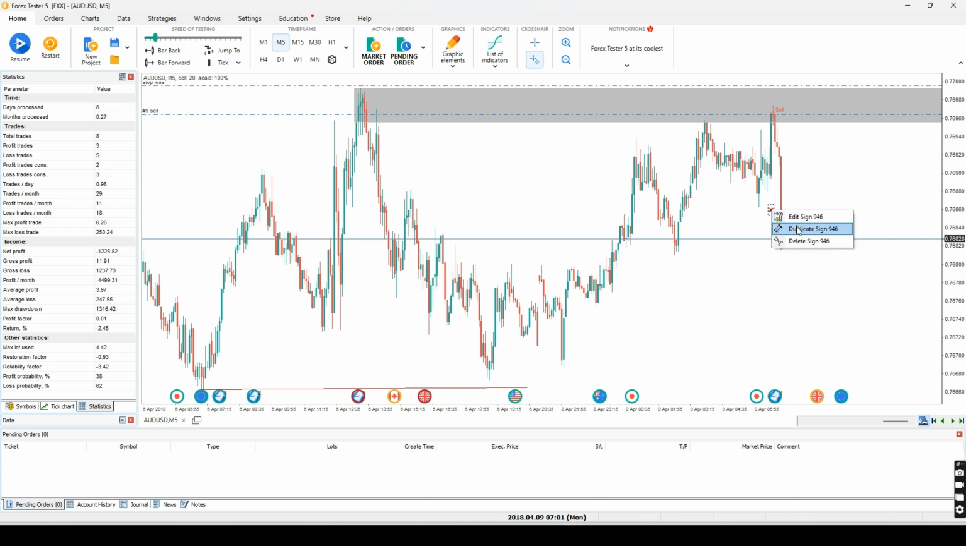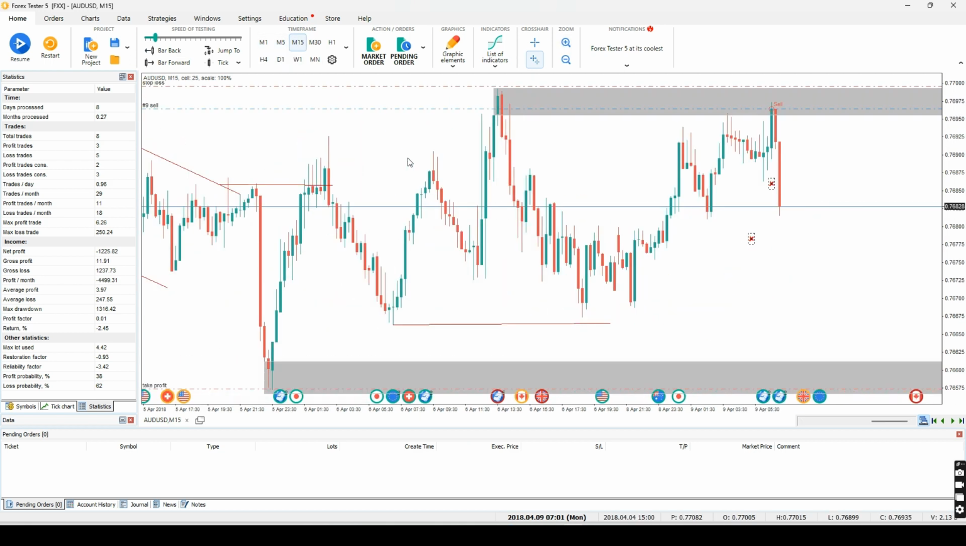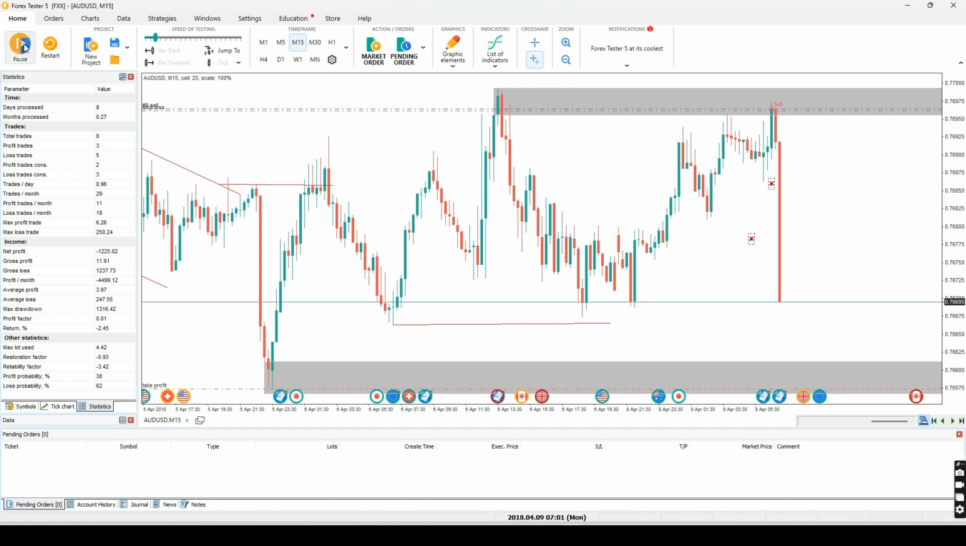This level has been broken, and then this level has been broken. You see, that's the beauty of being patient and waiting for your price to actually come to your level. So now we can move our stop loss to break even. That's a nice zone right here, and that's a very nice push to the downside right there.